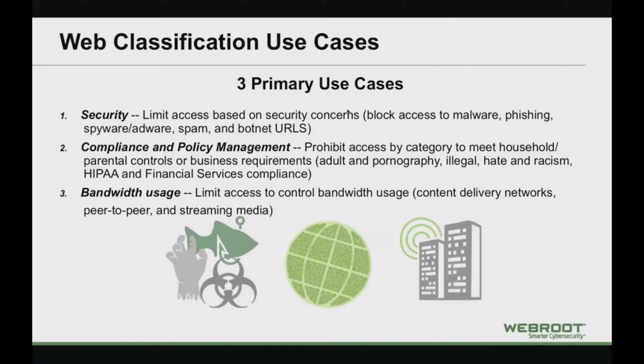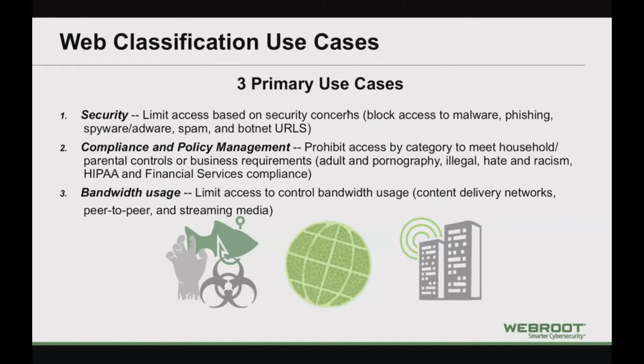So our web classification provides functionality in 3 different use cases. Security: we're able to provide intelligence on the URLs that users should not go to, because we know that they're either phishing sites or malware sites, drive-by download sites, botnets, spam sources, different types of things.